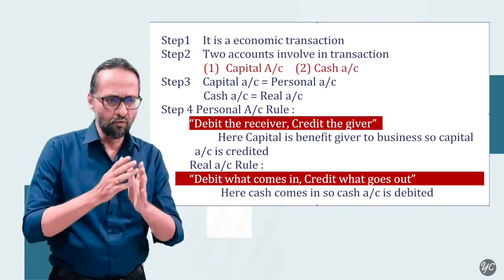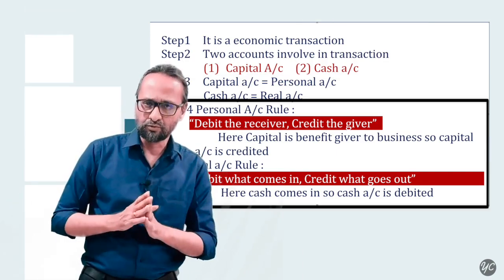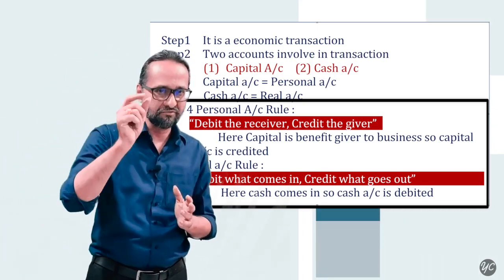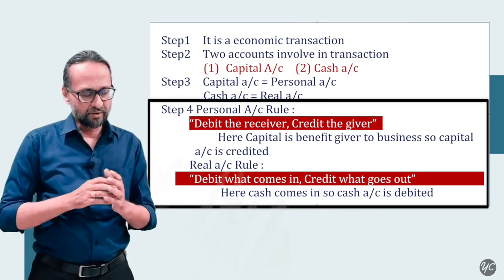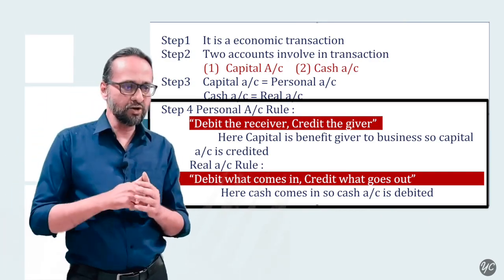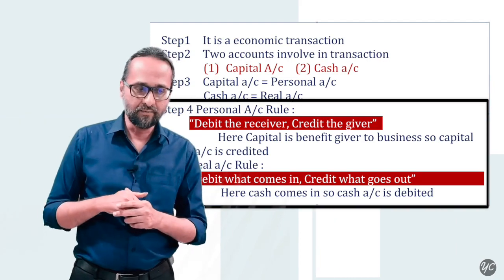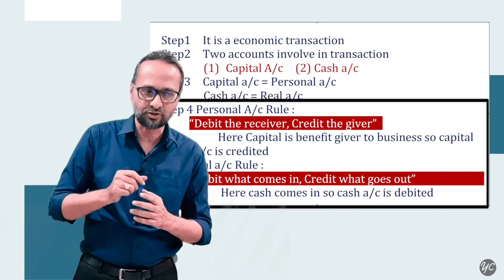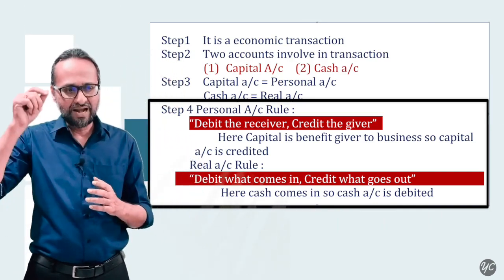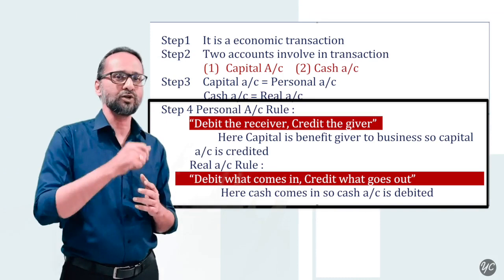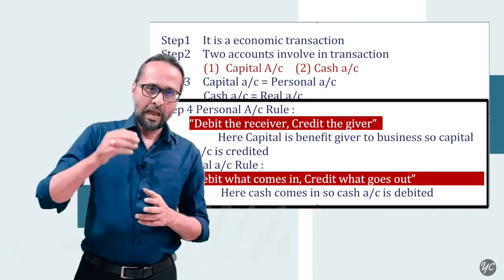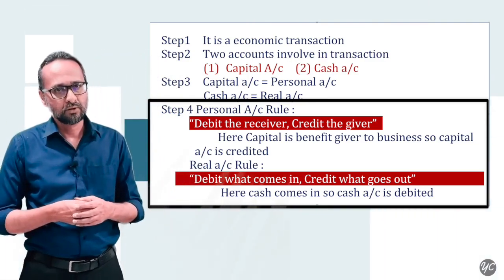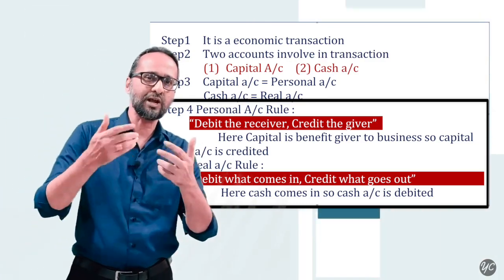Now what is the rule for personal account? Debit the receiver, credit the giver. Here capital is the benefit giver. Amitabh Bachchan is giving benefit to the business, so Amitabh's capital account is credited. And what is the rule for real account? Debit what comes in, credit what goes out. Here cash comes in, so the cash account is debited.